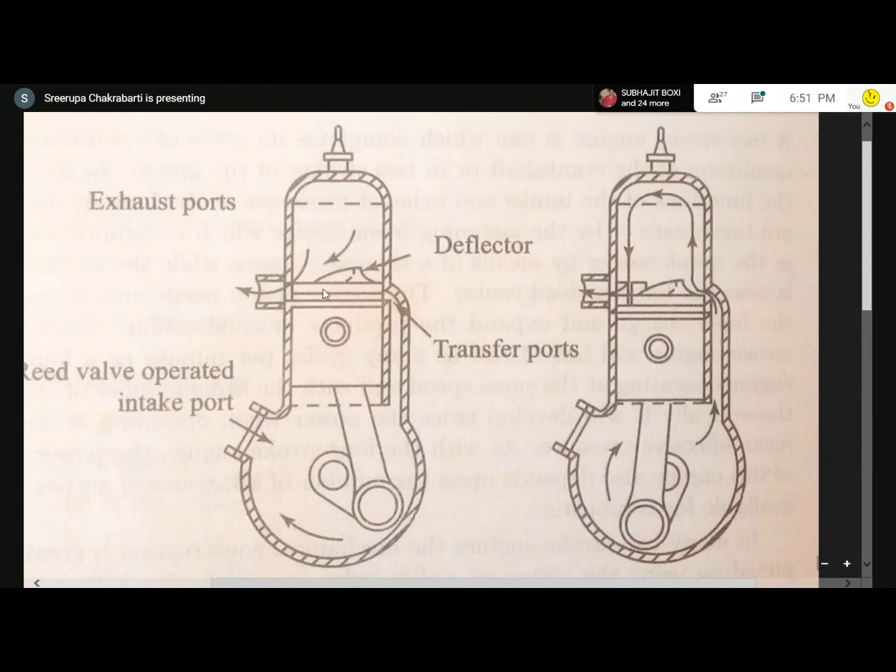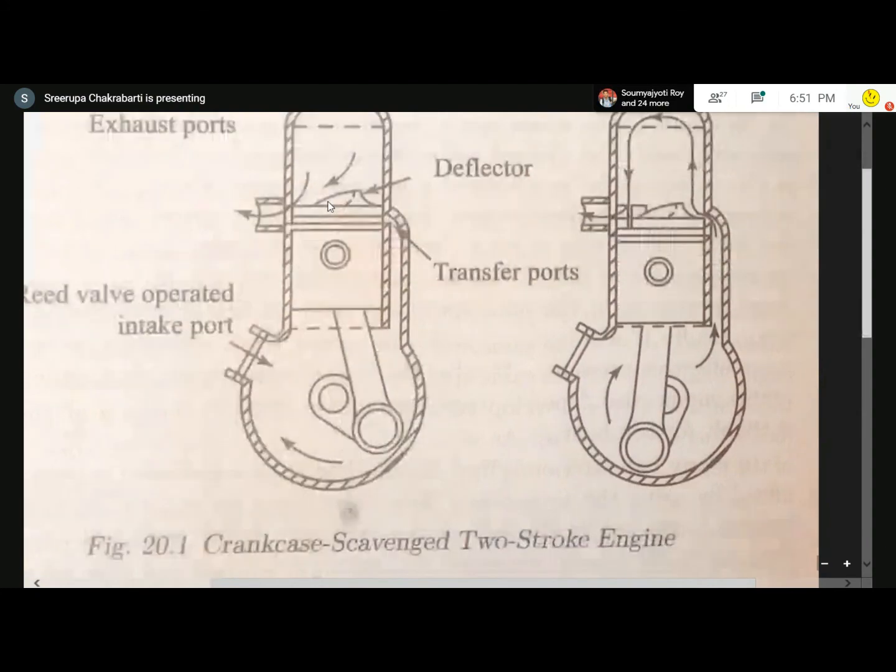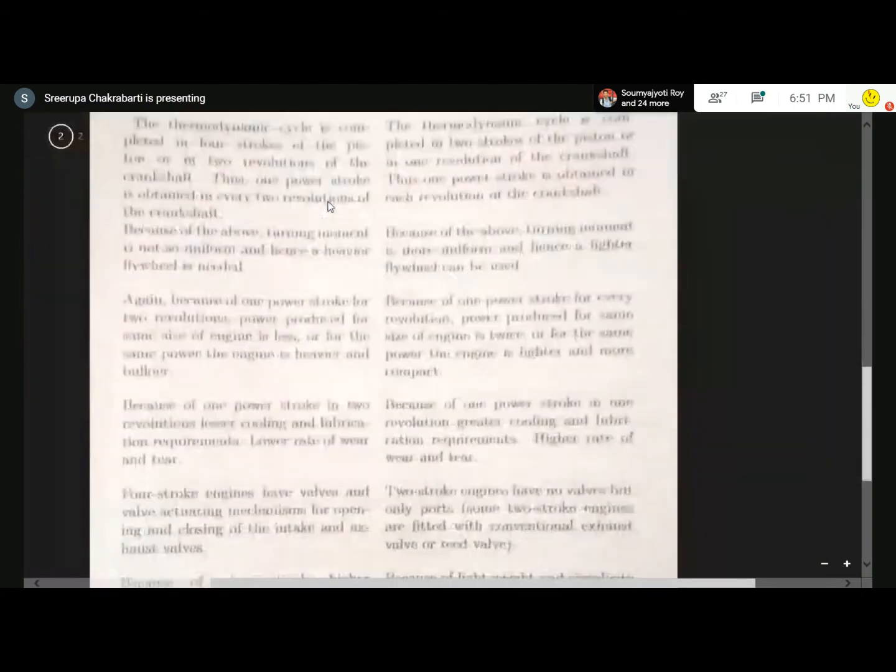It is not from one dead center to the other dead center. That is the total stroke. Power stroke is only a certain portion of the stroke. So in a four-stroke engine, the power stroke is for a complete journey of the piston. Here it is not so. Now here it is written, because in the four-stroke engine there are two revolutions of the crankshaft for one power stroke, the turning moment is not so uniform, and hence a heavier flywheel is required.